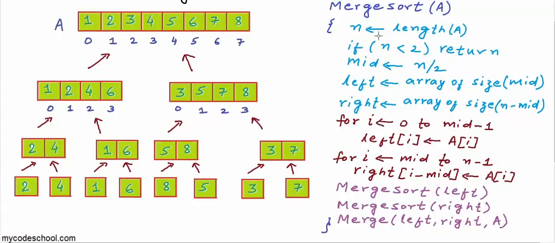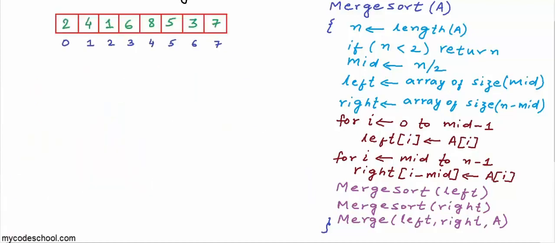It's really important to visualize how this recursion will actually execute. Once again, I'll start over with an unsorted array, and let's say this array is passed to the merge sort function. Now let's run through this code and see what's happening. I'll start with the first line. We calculate n, the number of elements in the array. The number of elements in this array is 8. It's not less than 2.